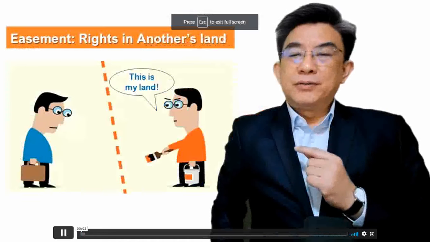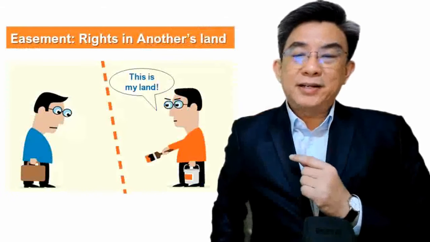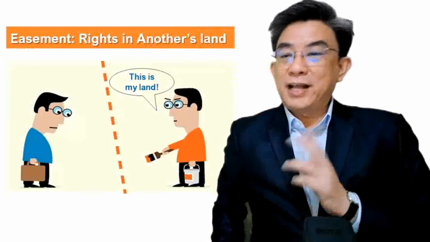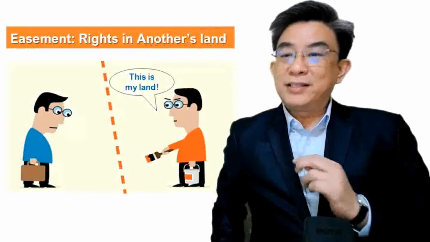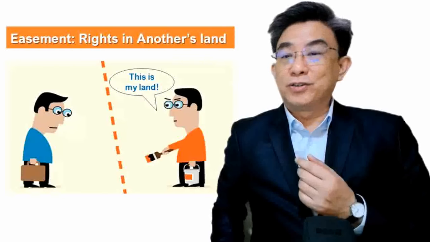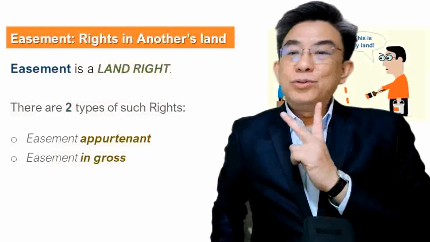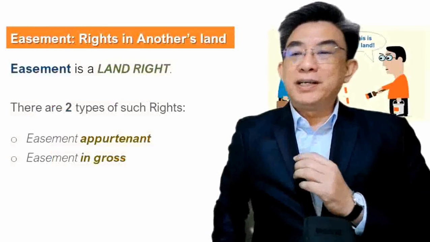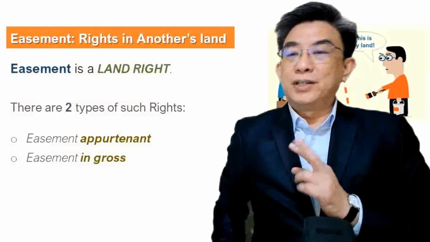In this video, I will discuss easement, rights in another person's land. Now, there are two lands involved, but of course there is another type of easement called easements in gross. So I will explain. There are two types of easement. First of all, easement is a land right.